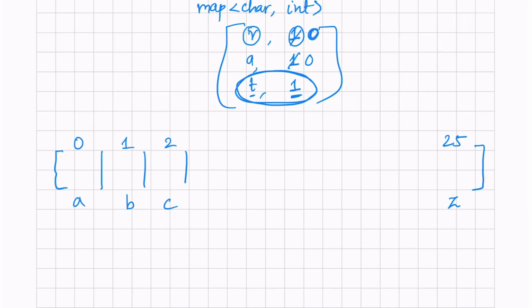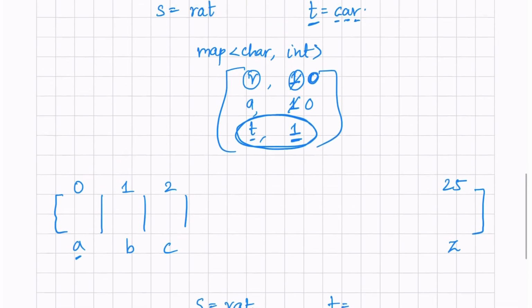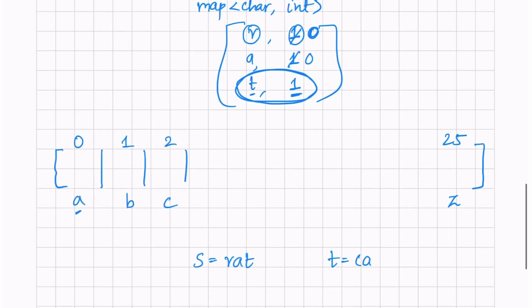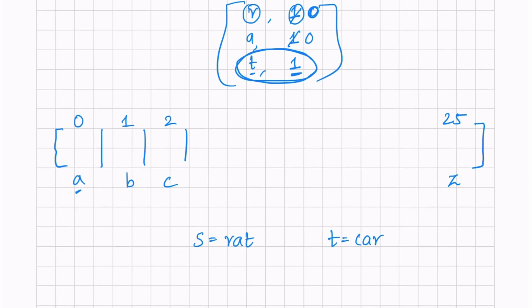Now the next challenge becomes, how do we calculate the right indexes for the characters in our input string? So, for example, let's say S is equal to R-A-T and T is equal to the example we saw earlier, C-A-R. Now, when we are going over S one character at a time, how do we calculate the index for R? If you think about it, you can do a simple subtraction here, using the decimal ASCII value of R and A.